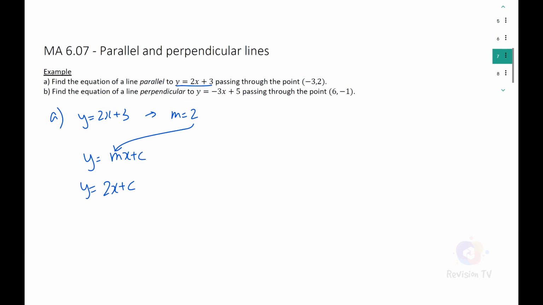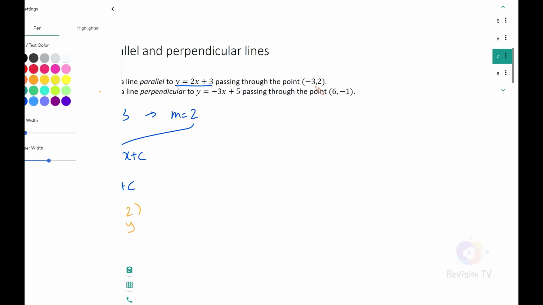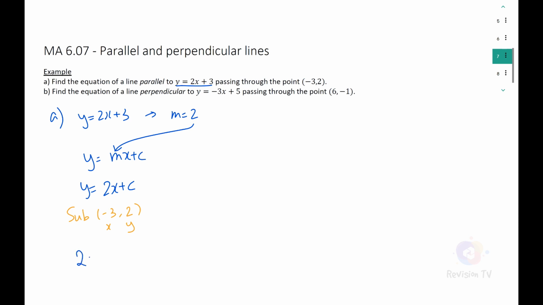Next, we need to sub in the point minus 3, 2. So I'm going to use a different color. We're going to sub in the point minus 3, 2. That's x and that's y. So y is 2, so 2 equals 2 times -3 plus c. 2 times minus 3 is -6. So 2 equals -6 plus c. Bring the minus 6 to the left hand side, becomes a plus. Then c equals 8. So if c equals 8, the equation is y equals 2x plus 8. And that's the answer. So y equals 2x plus 8.